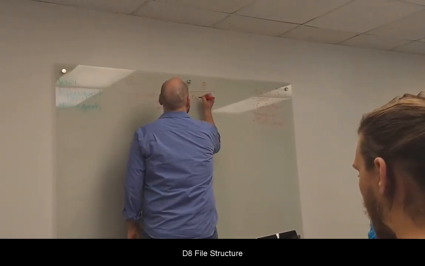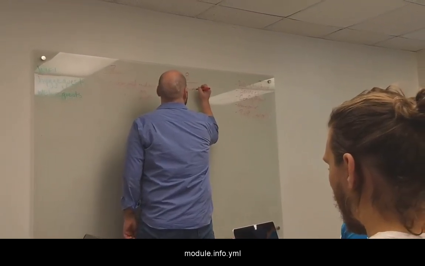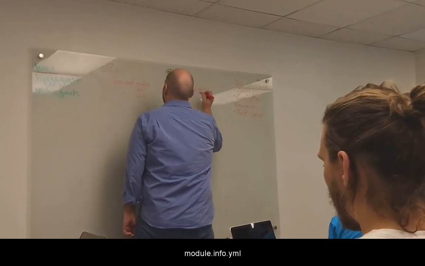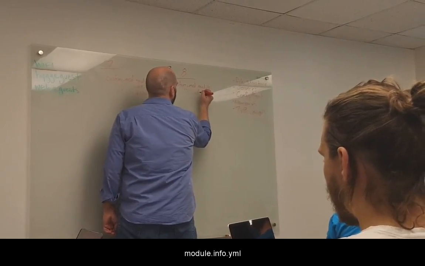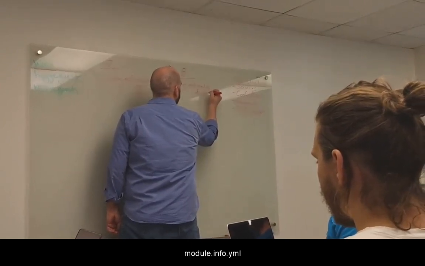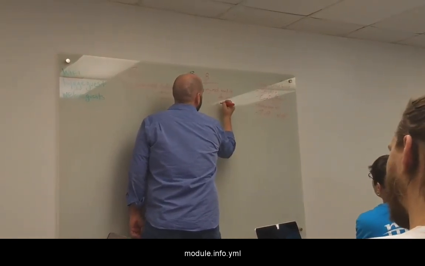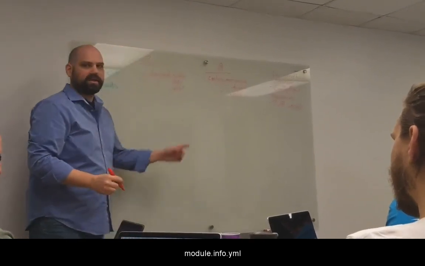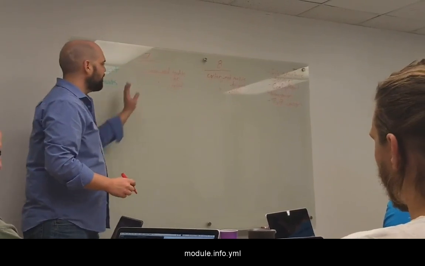So in 8, you still have custom mod if you want it. Your .module file. Your .info file becomes .info.yaml, and your install file, if you need it, is still just .install. So from a very basic level, that's the simple conversion of one to the other.